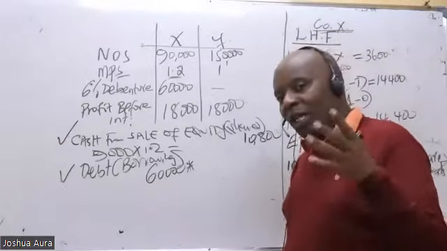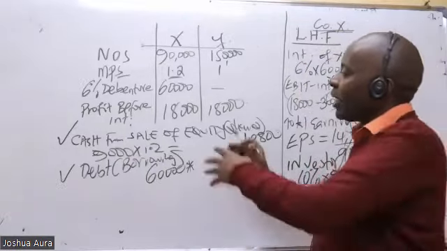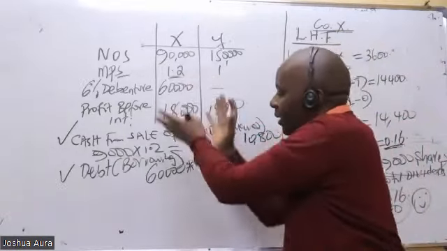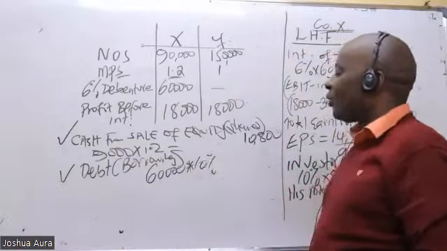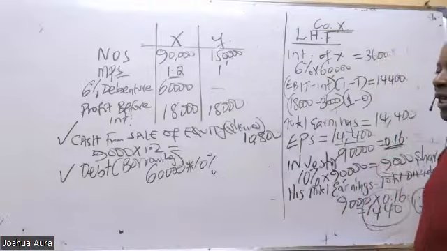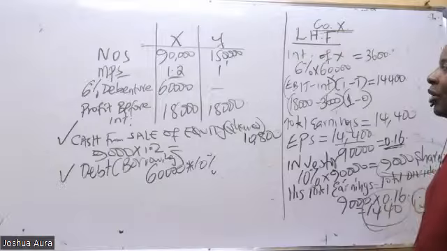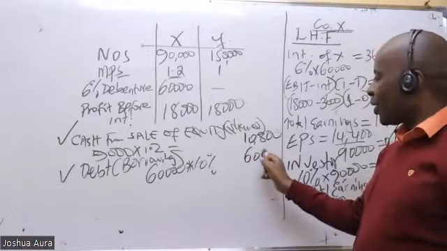Remember, his shares are 10%. Therefore, he can only borrow 10% of the company's debt. So 60,000 times 10% gives me what figure? Somebody tells me that this is 6,000.